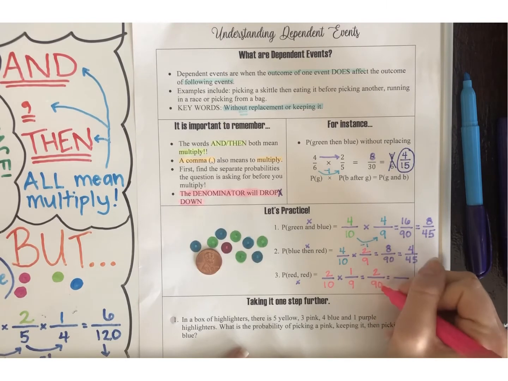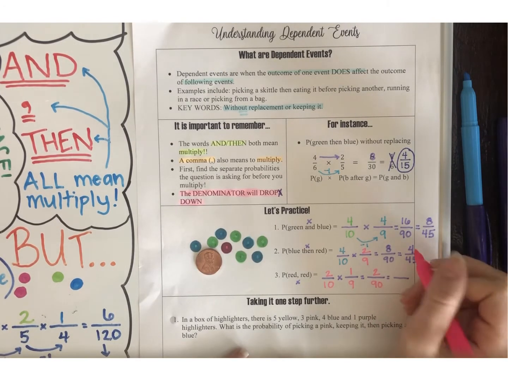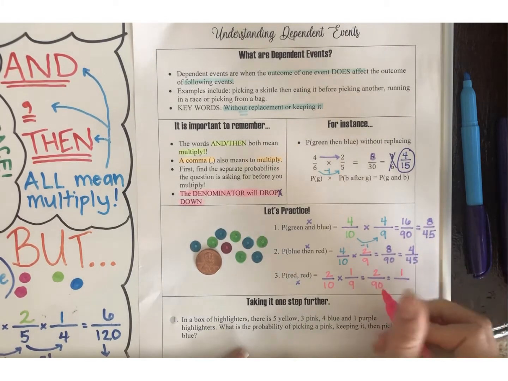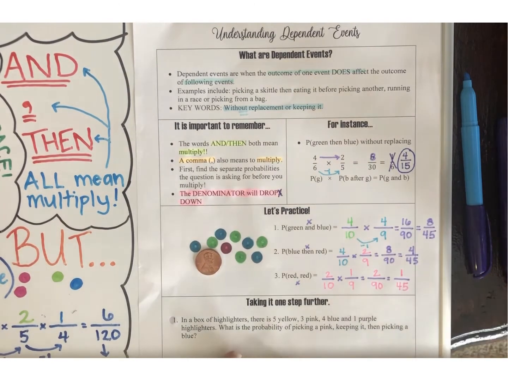Again, both these numbers are divisible by 2. 2 divided by 2 is 1. Do not tell me it is 0. And 90 divided by 2 is 45. So there is our simplified answer.